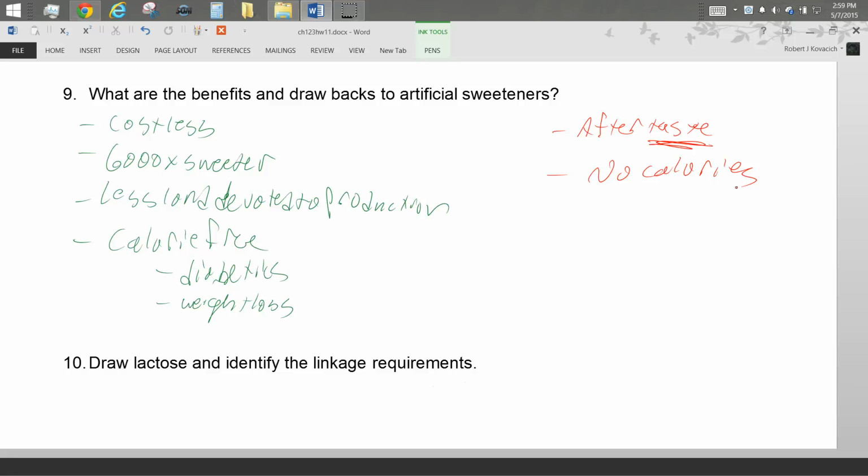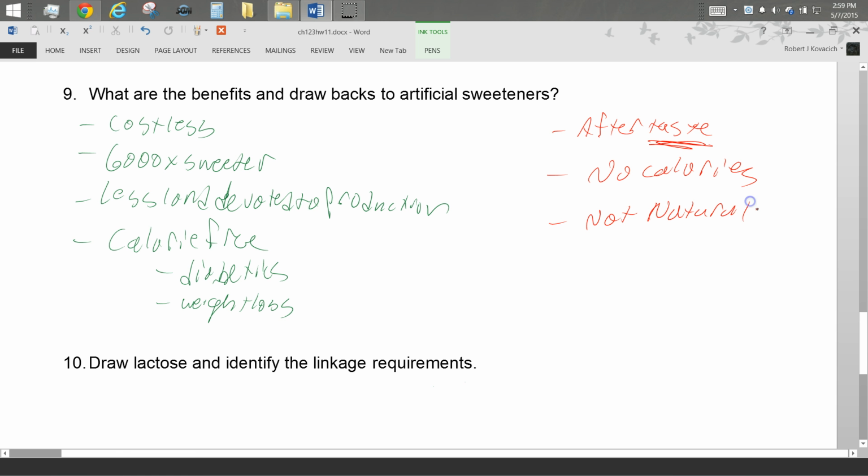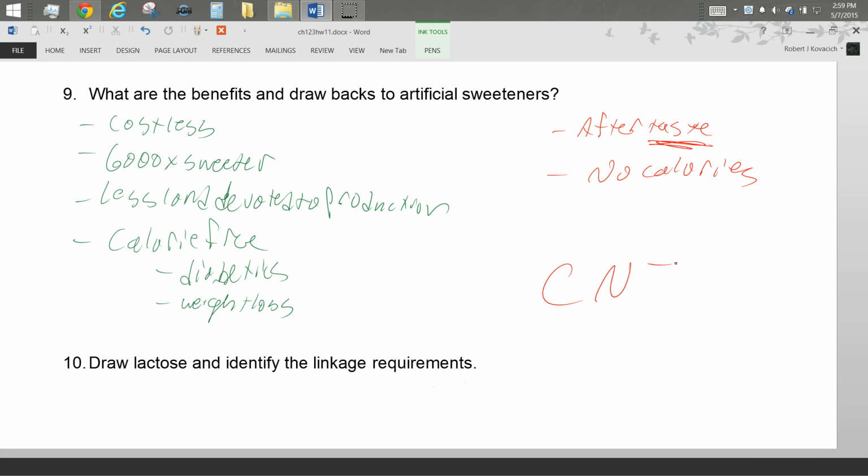Something else? It's made me... Okay. Not natural. I'm sorry, I'm gonna erase that. Because what is that? That's a polyatomic ion, cyanide, that's naturally made. How much of it do you want?